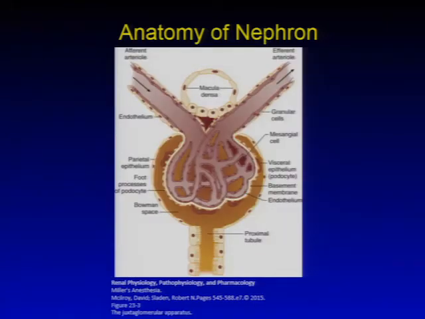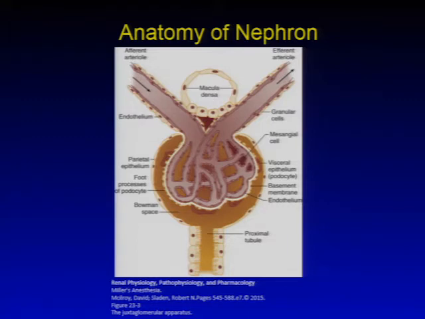The next slide depicts a very important functional unit of the kidney called the macula densa. Macula densa is a modified portion of the distal convoluted tubule. It is applied to the glomerulus between the afferent and efferent arterioles. Cells of the macula densa are chemoreceptors. They sense tubular changes in sodium chloride concentrations.